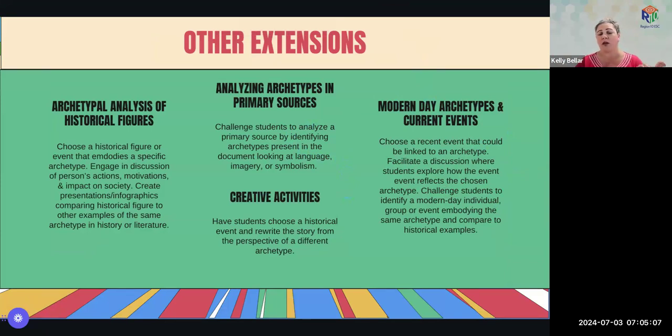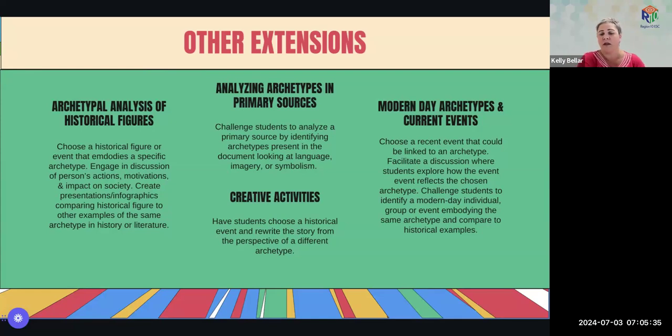If you think about creative activities, I really think this one's interesting. Have students choose a historical event or maybe a different person and rewrite that story from the perspective of a different archetype. So maybe starting with Andrew Jackson in the Trail of Tears, what archetype would you typically assign to him? Now rewrite the story of that event from the point of view of a different archetype. I think this one is also really interesting.